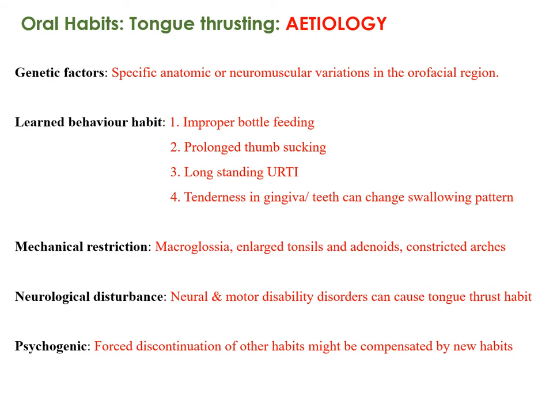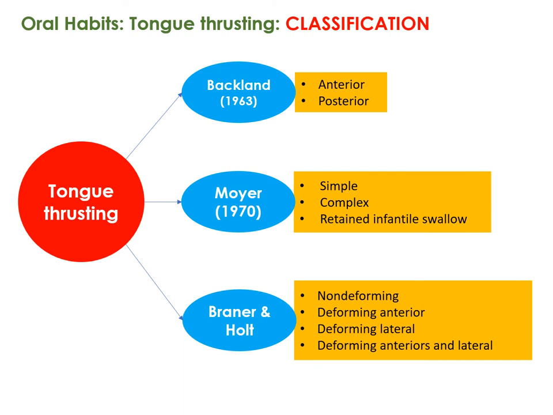So this habit is classified as anterior and posterior by Backlund, simple, complex, and retained infantile swallow by Moyer, and Brainer and Holt classified it as non-deforming, deforming anterior, deforming lateral, deforming anterior and lateral. More details on this you will find in your lecture notes, so you can refer to those.